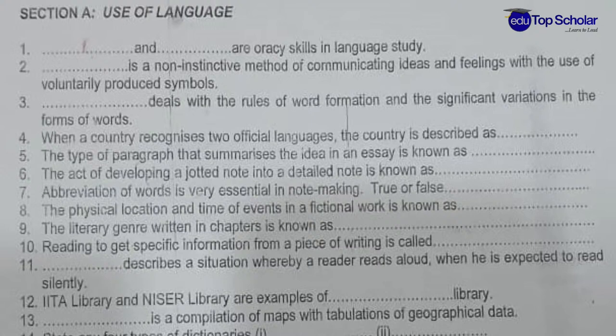But we have three types of paragraph, basically: the introductory paragraph, the developmental paragraph, or the transitory paragraph, then the concluding paragraph. So the question here is, the type of paragraph that summarizes the idea in an essay is known as the concluding paragraph. So you conclude your essay using the concluding paragraph. Okay, number six.